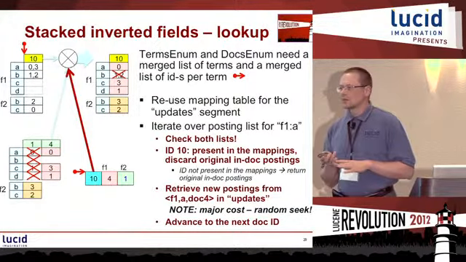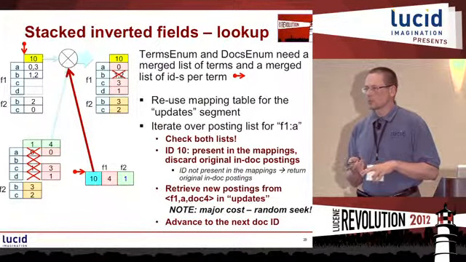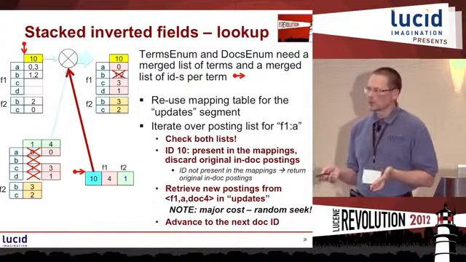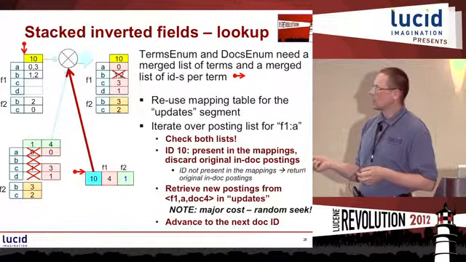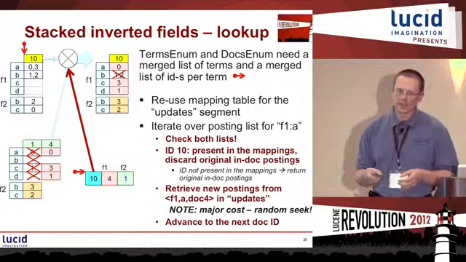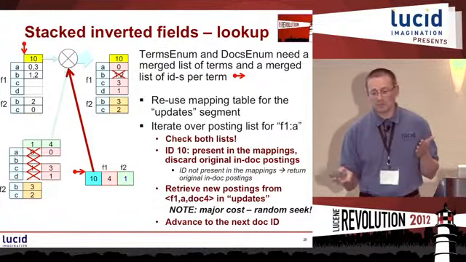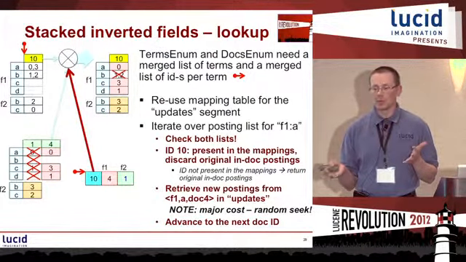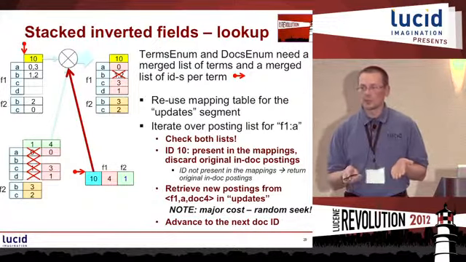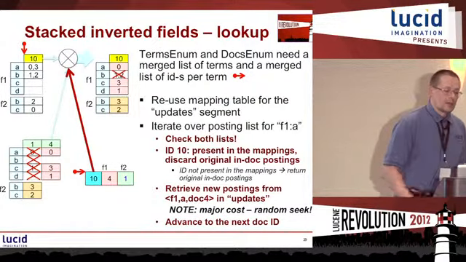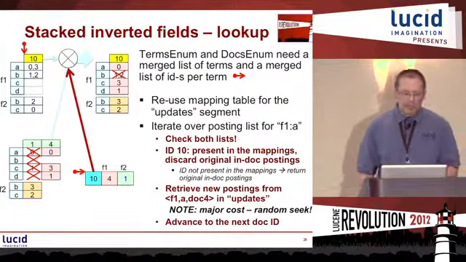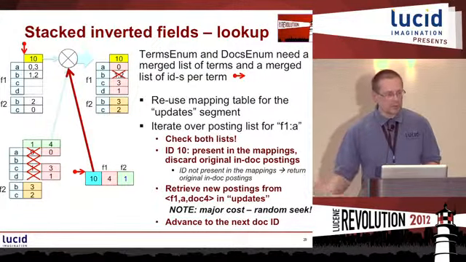You should note that this is the major cost of this approach, because enumerators don't jump freely. So you have to actually recreate enumerators here in this secondary index. And basically, you have to implement random seeking on enumerators. So that's the major cost of this approach. And then we advance to the next doc ID, and we repeat the process.